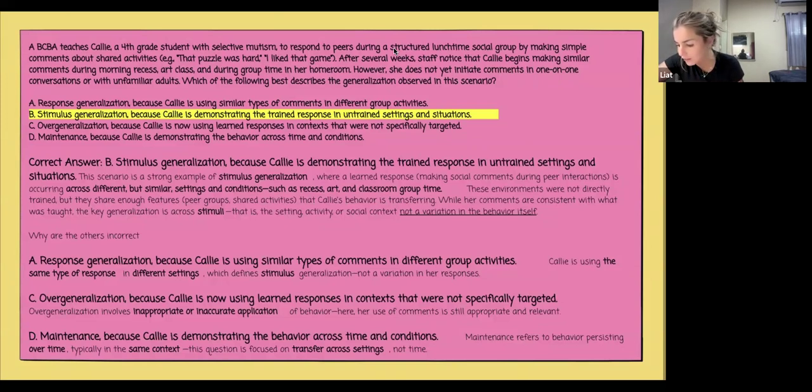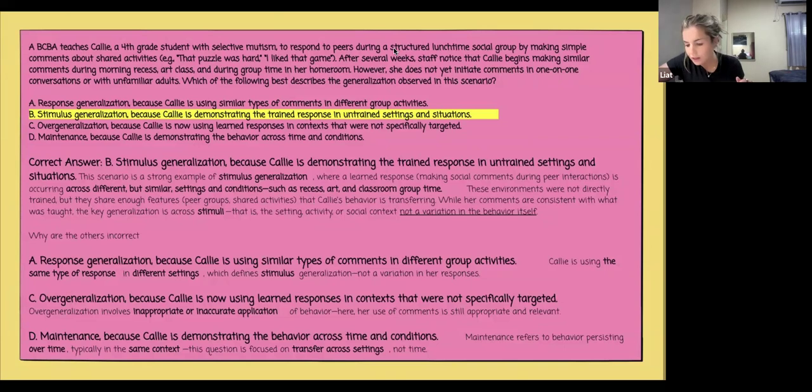That is the setting, activity, or social context, not a variation in the behavior itself. Okay? Why the other answers are incorrect? Well, A, response generalization is not correct because Callie is using similar types of comments in different group activities. She is using the same type of response in different settings, which defines stimulus generalization, not a variation in other responses.